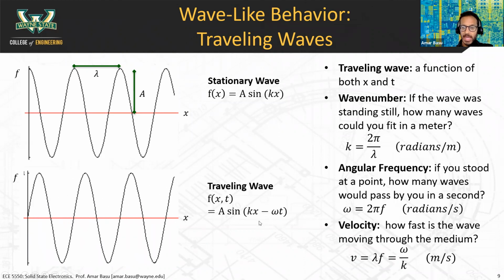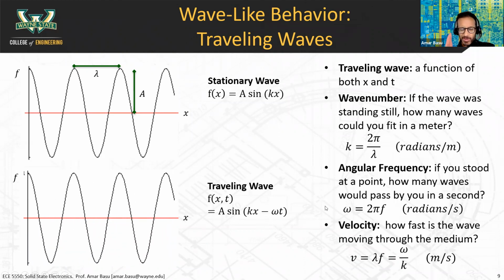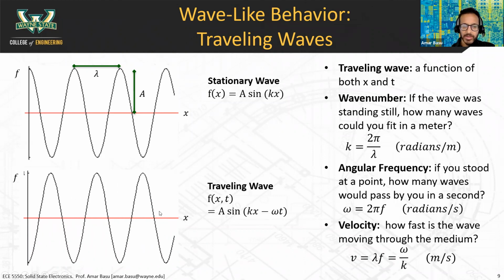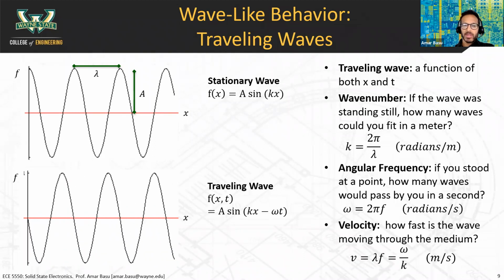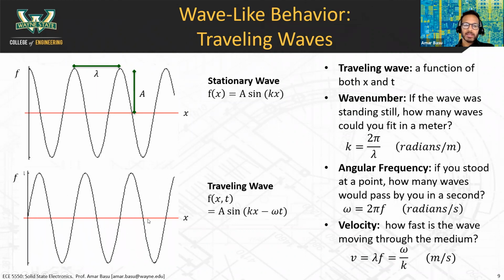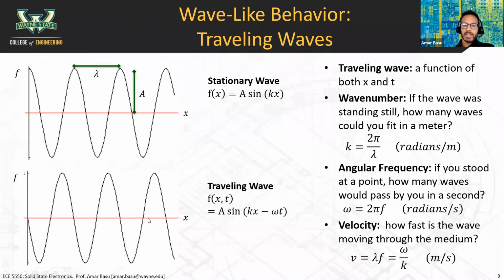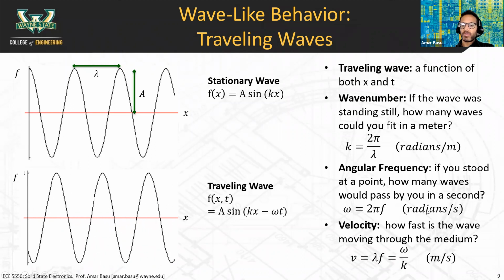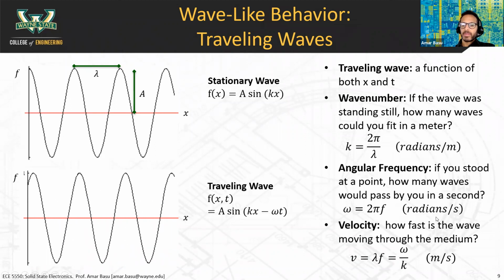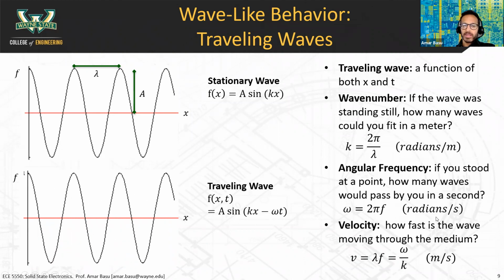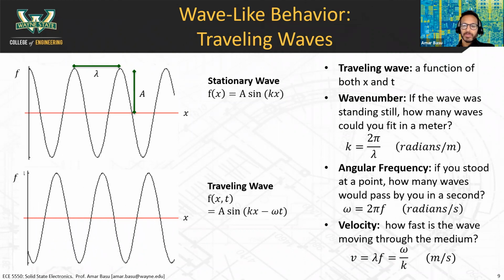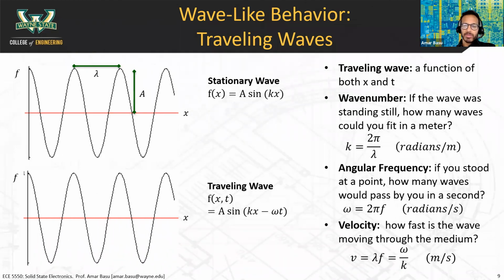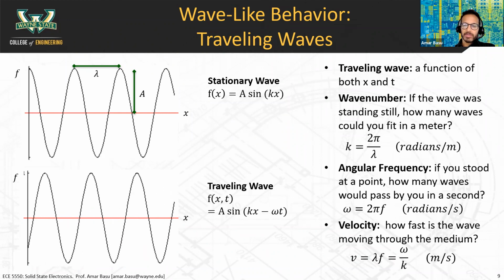It has a second term, the angular frequency. The way to think about it is if I stood at a point, where my mouse is, and I just counted how many waves were passing by me every second, that is the angular frequency, and that is given in radians per second. So an entire wave is 2 pi radians. If a full wavelength passes by me in a second, that's 2 pi. A full pass of the wave will give me 2 pi radians.